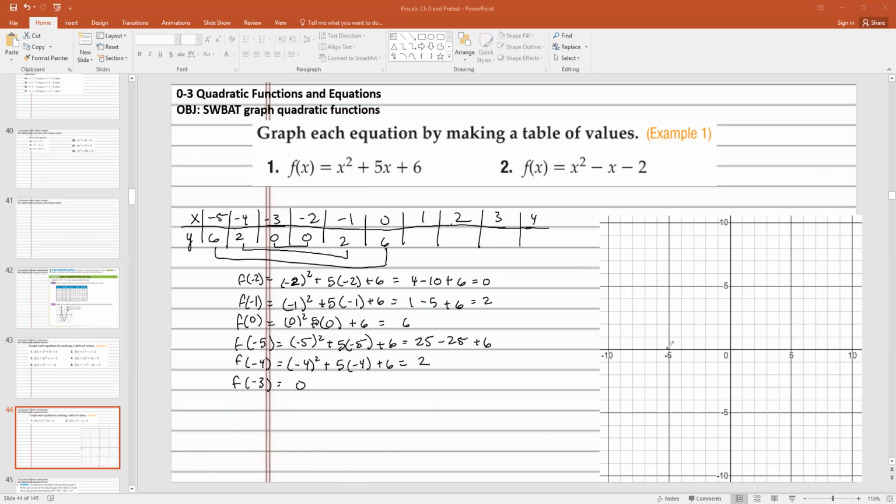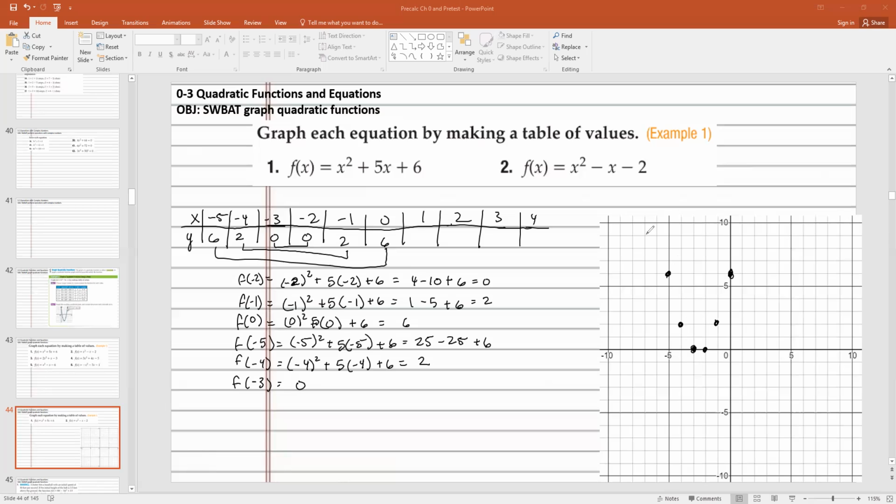We have -5 comma 6, -4 comma 2, -3 comma 0, -2 comma 0, -1 comma 2, and 0 comma 6.